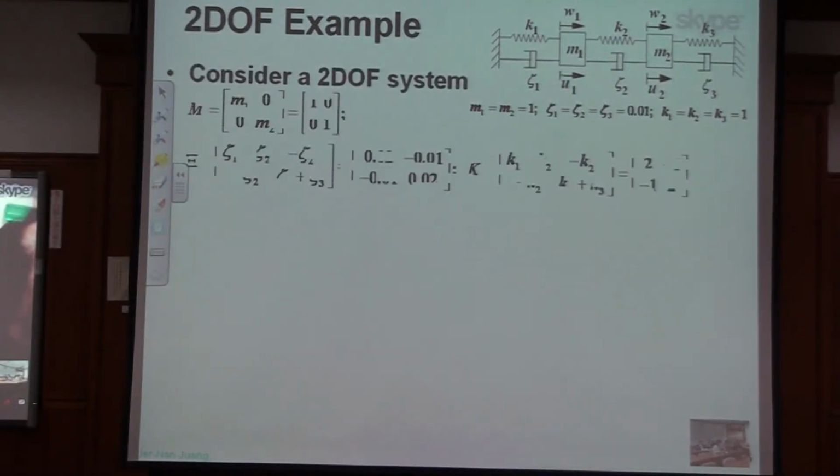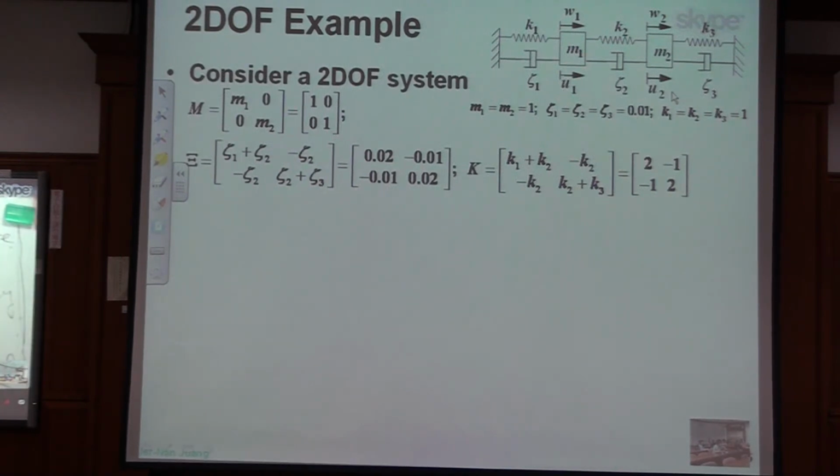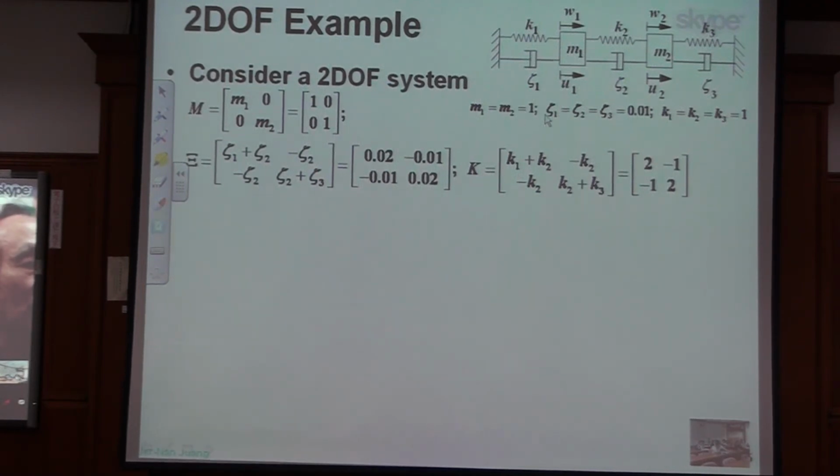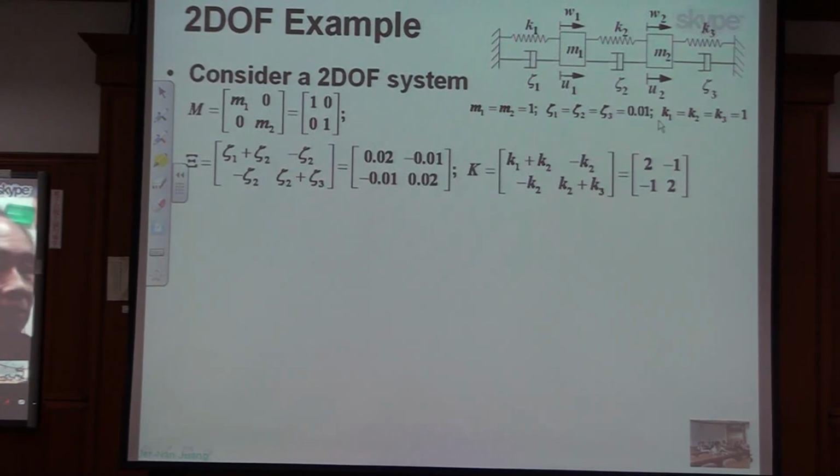Because of that, let us look at a real example. Don't forget we have W1 here, I have W2 here, I have U1, I have U2, so I have 2 inputs and 2 outputs. And if I have M1 equal to M2 equal to 1, Z1 equal to Z2 equal to Z3 equal to 0.01, and I have K1 equal to K2 equal to K3 equal to 1.